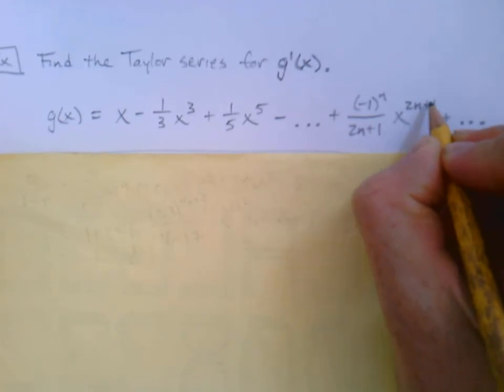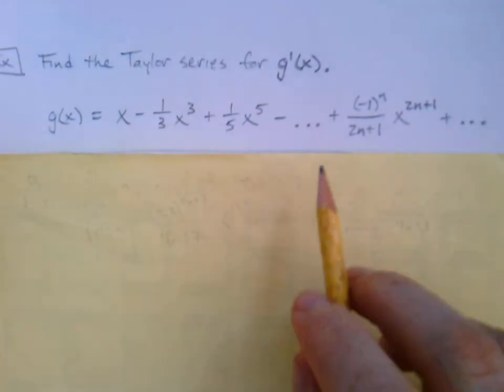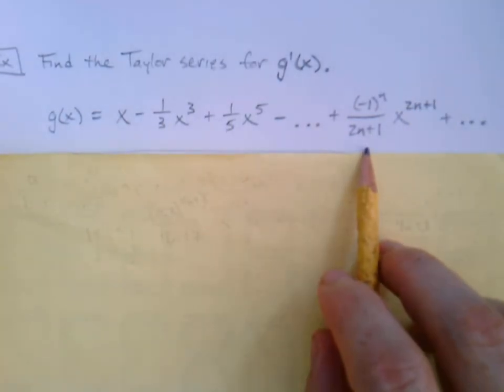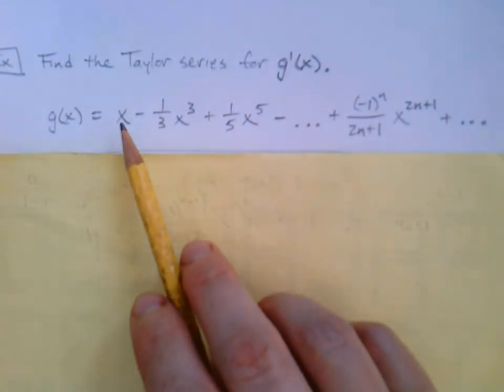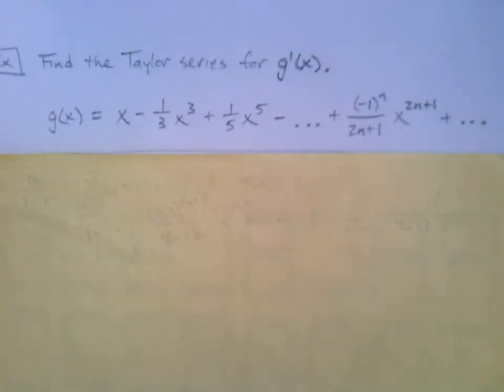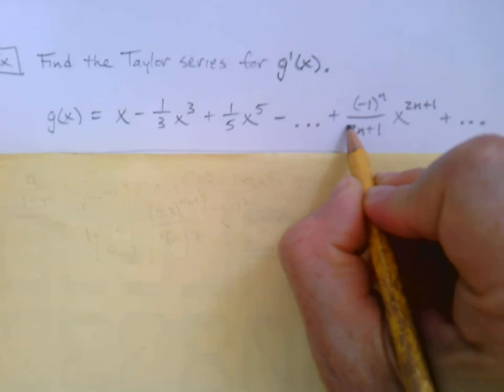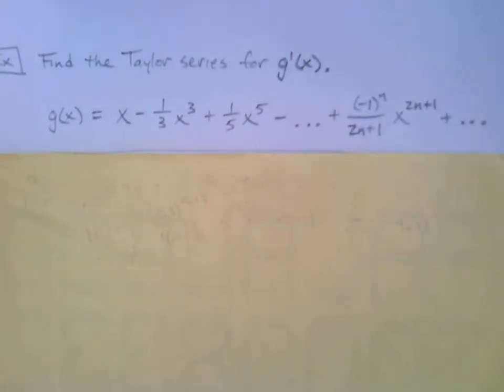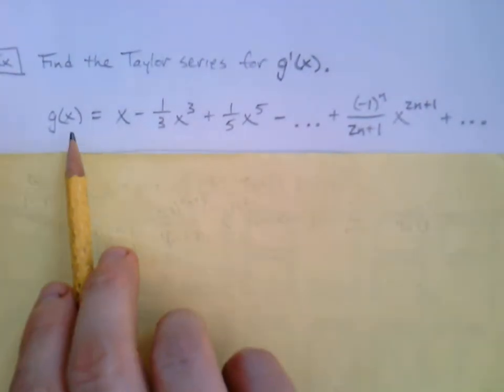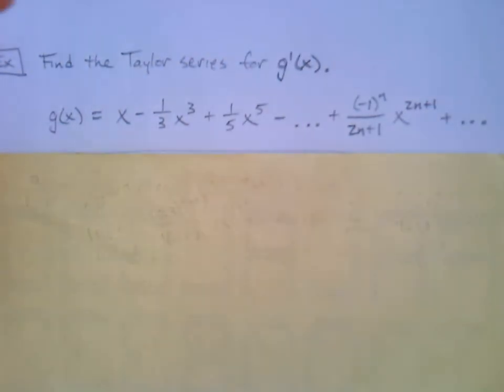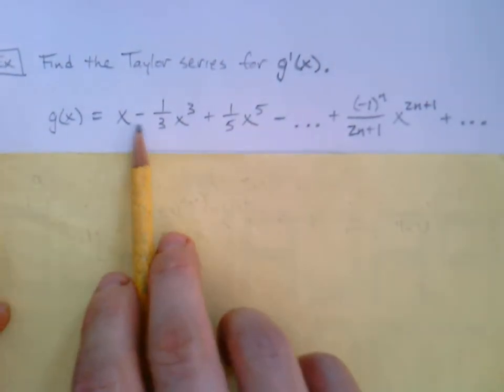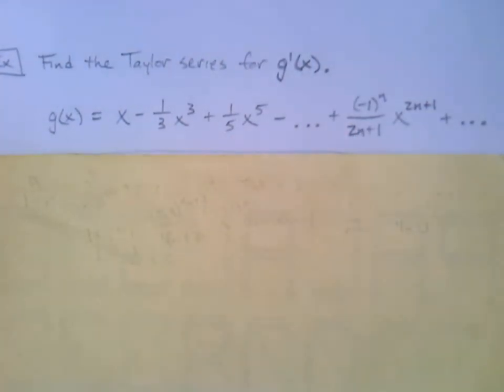So kind of an interesting pattern for getting the odds, 1, 3, 5. All right, anyway, that's really not even important. Just something to notice. So they're giving us g, we want g prime. Well, we're going to just go down the list and take derivatives. Nothing more to it than that.